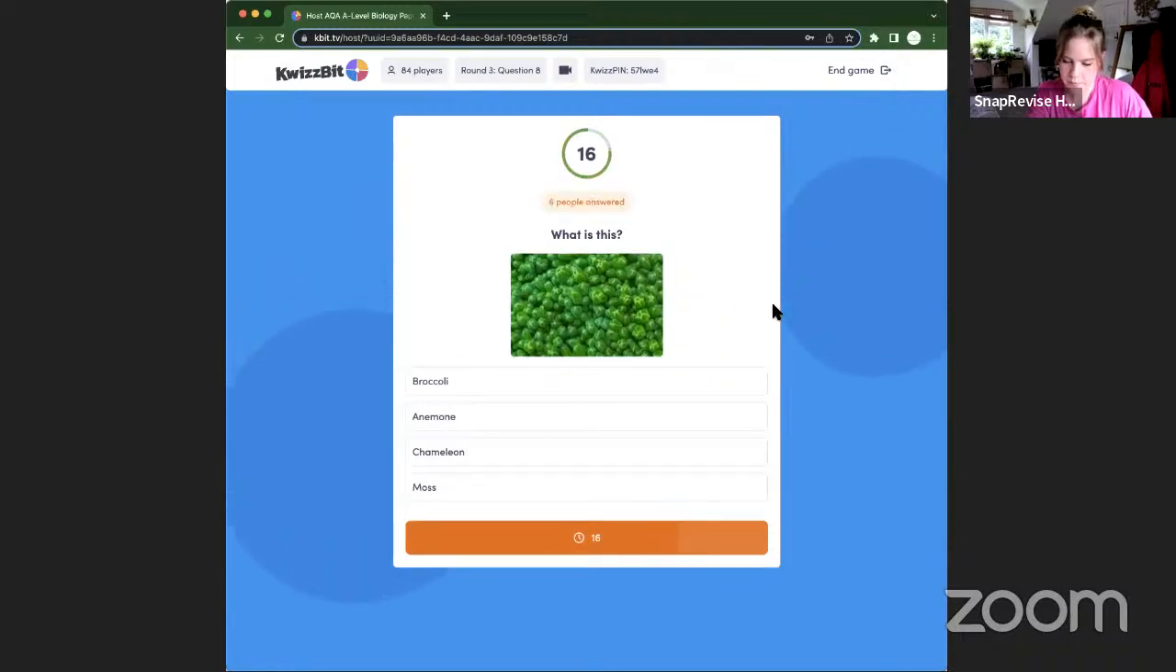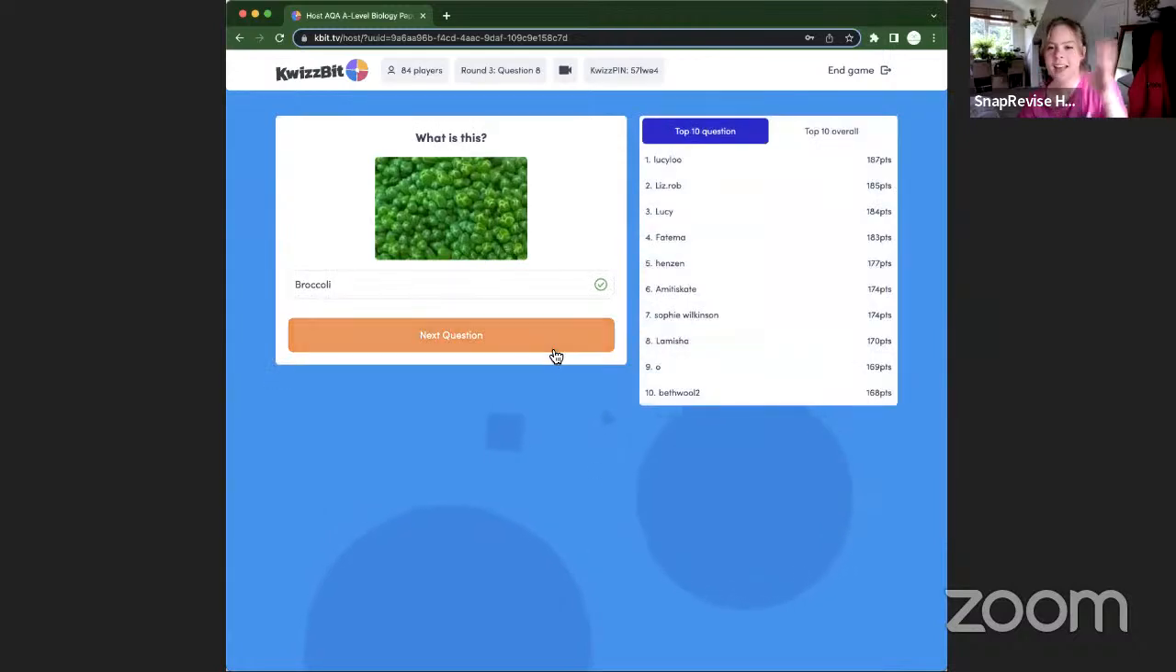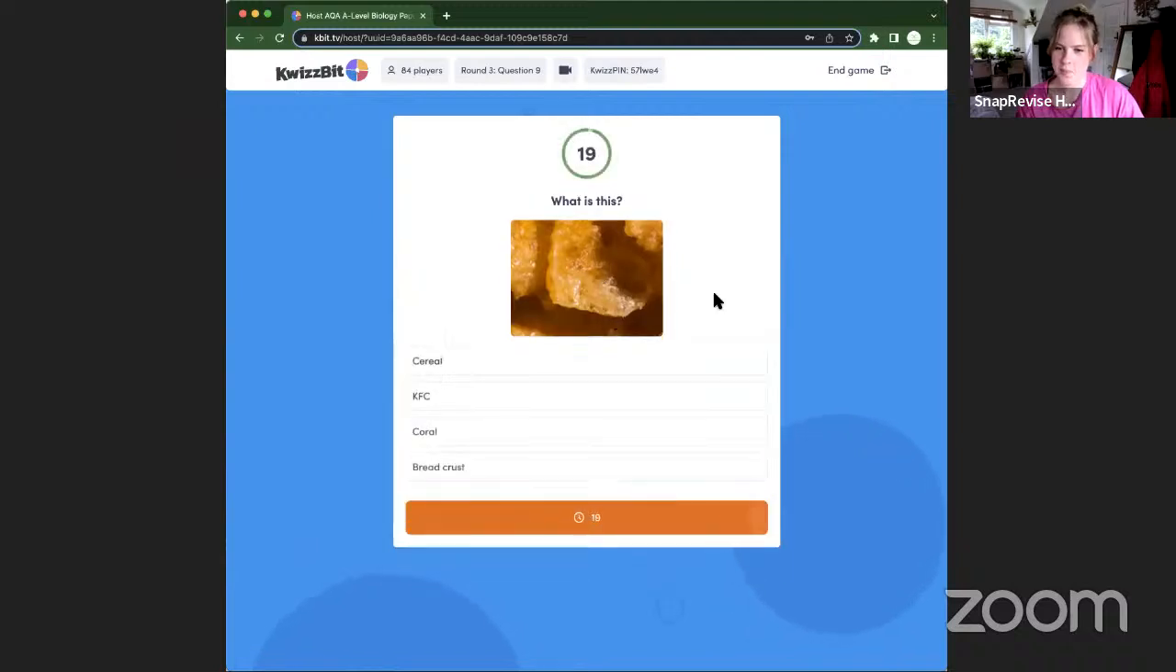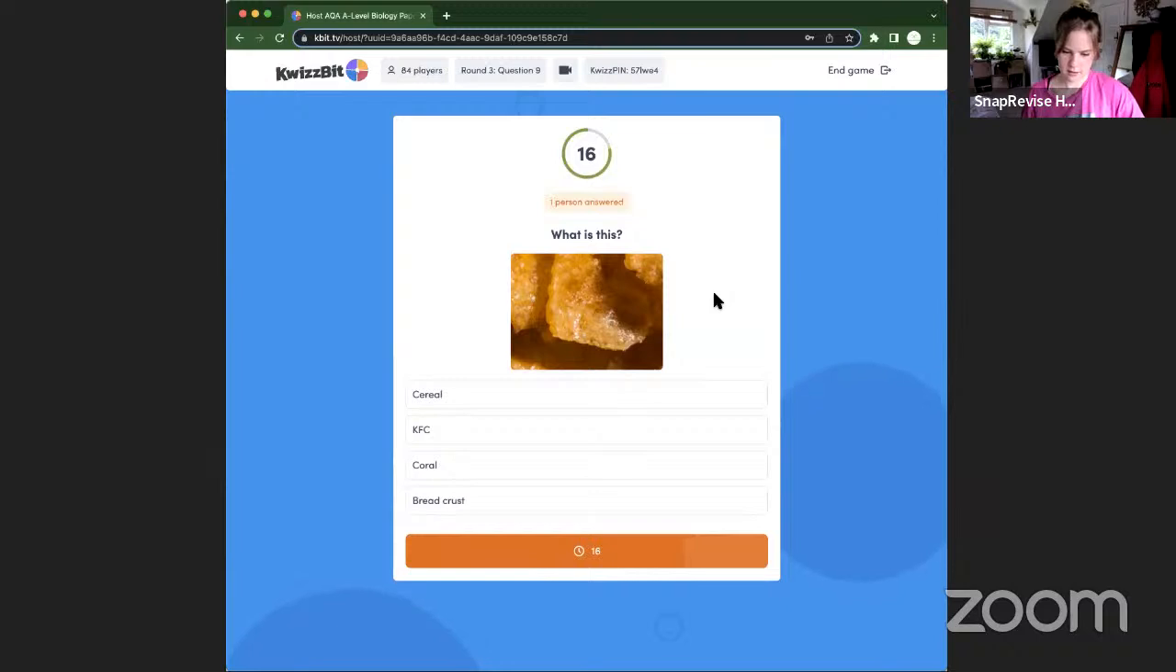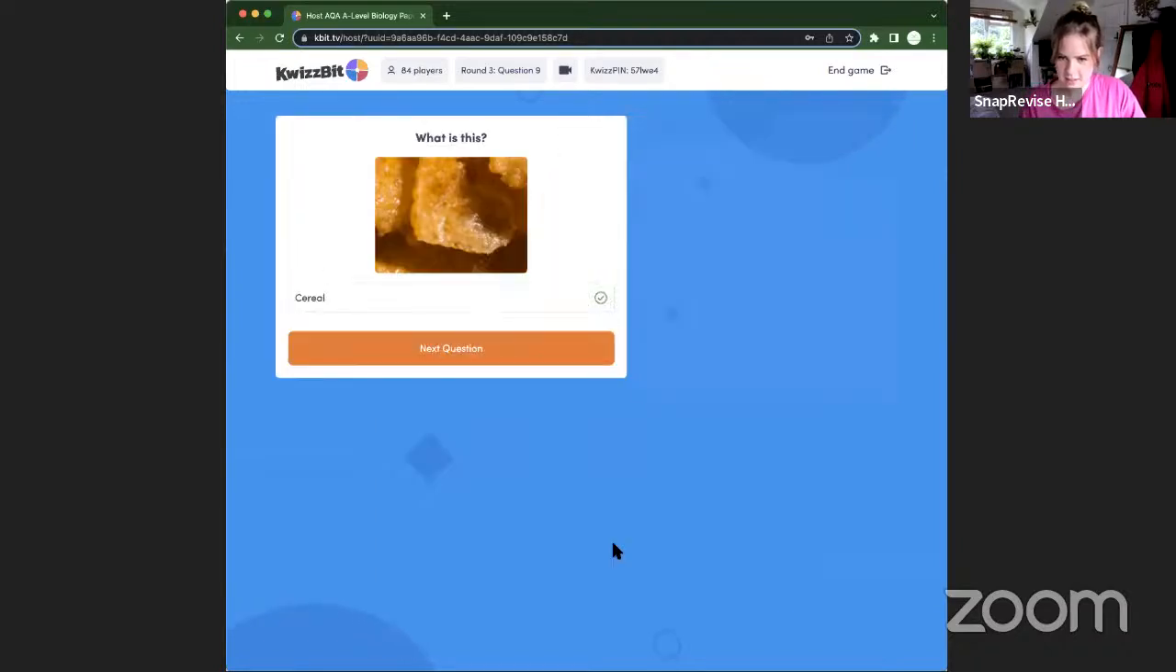What about this one? Passion fruit? I really hope this one has points on it. I really hope it does. Broccoli. Okay, thank God that one has. Okay, next question. What is this? It's really hard to find zoomed in pictures of stuff and then also think about all the different options of what it could be alongside the correct ones. That was cereal.